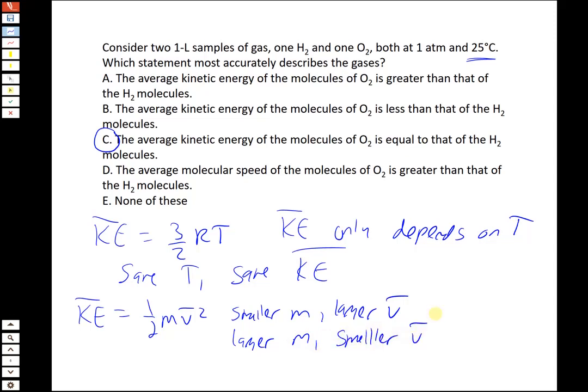So for gases at the same temperature, the lighter gases are going to be moving faster, heavier gases are going to be moving slower. And so for choice D here, the average molecular speed of molecules of O2 is greater than hydrogen. That one is the opposite of what should be true. That one is incorrect, because oxygen is heavier than hydrogen, so at the same temperature with the same kinetic energy, the oxygen molecules will be moving slower, so their average molecular speed would be smaller than H2. So this one is incorrect also. So the only answer that is correct is choice C here, which deals with the kinetic energies of the gases being the same because their temperatures are the same.